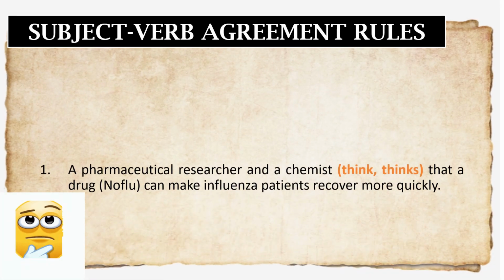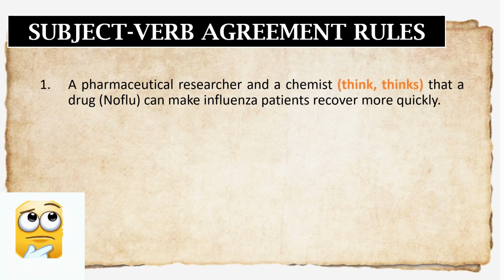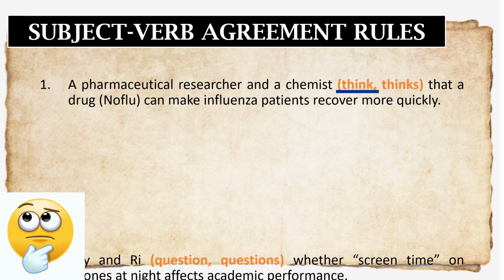Let us try these exercises. First exercise. A pharmaceutical researcher and a chemist think that a drug, NoFlu, can make influenza patients recover more quickly. Now, the subjects here are pharmaceutical researcher and chemist. Therefore, we need to have a plural verb. And our plural verb here is think.